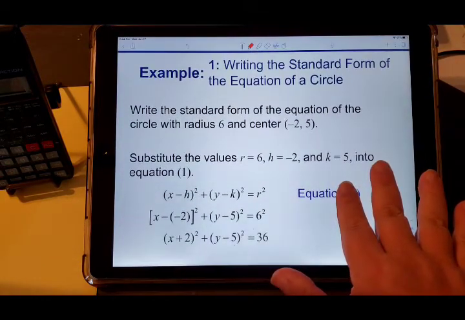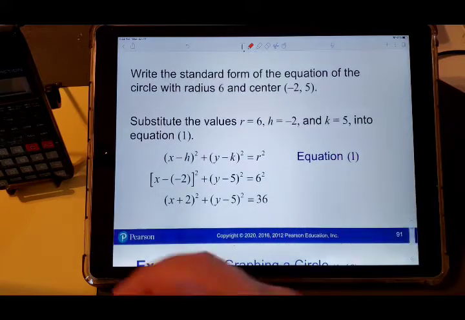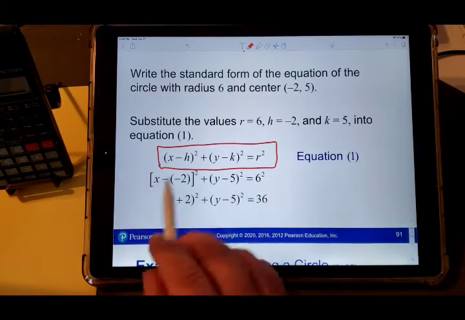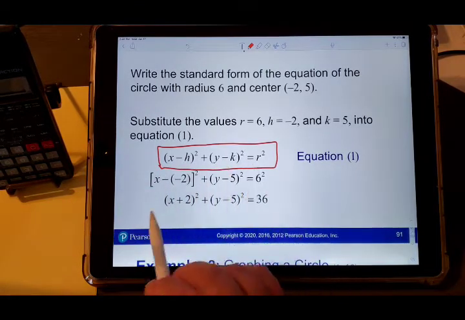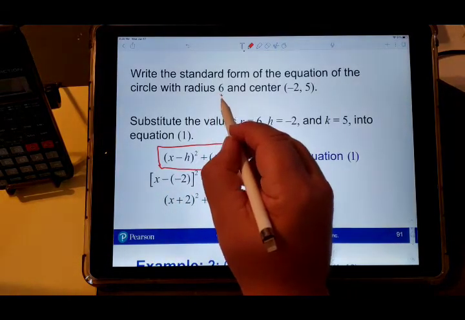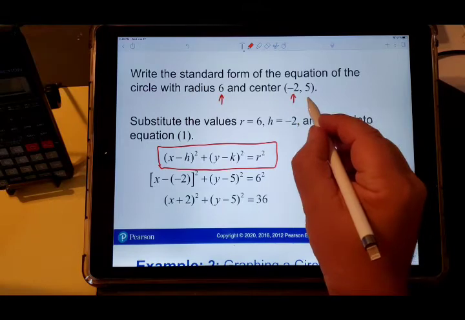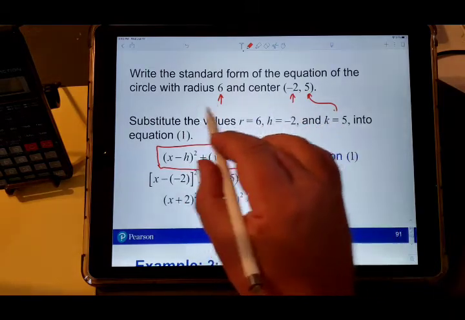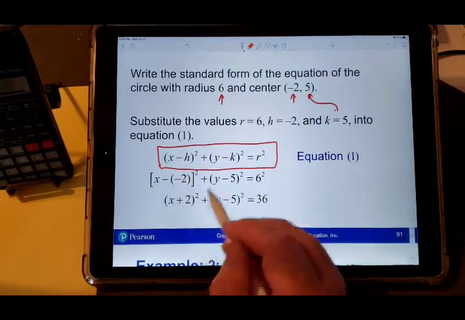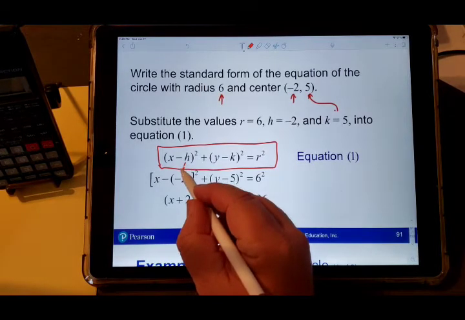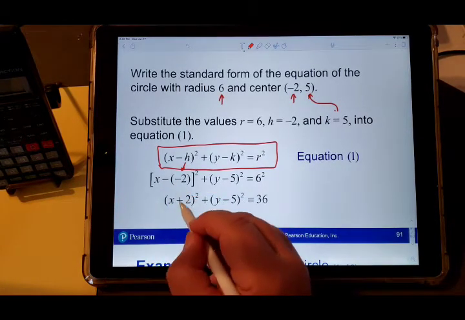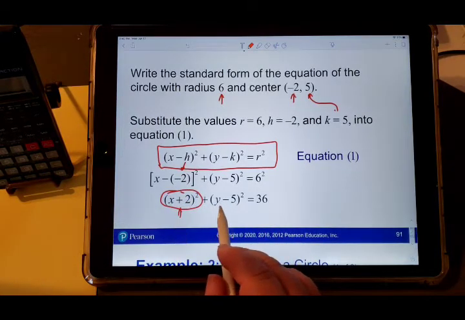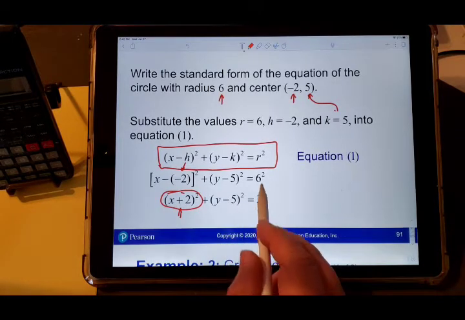Example 1, write the standard form of this equation. All right, so they're telling us it's a circle. So as soon as they tell us it's a circle, we say, all right, we need to find our H, our K, and our R. Well, R is 6, H is -2, and K is 5, just from the information we have. So we're going to make those substitutions. And of course, when you substitute a negative number and there's a minus sign, those kind of get together and we have a +2. Plus is very important here. Y minus 5 squared and even 36.